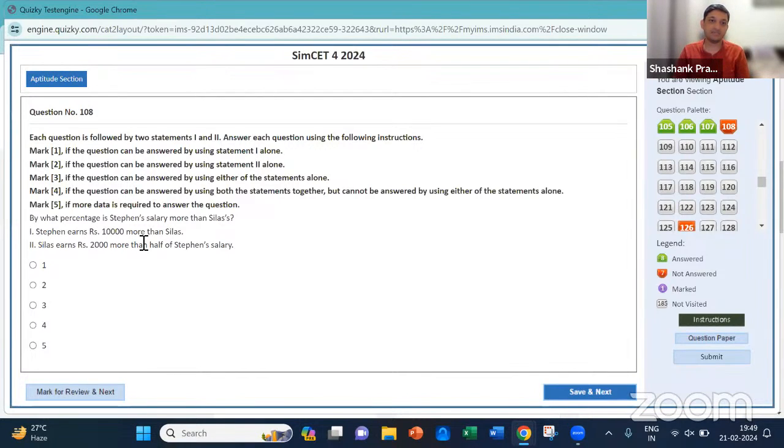Silas is Stephen by 2 plus 2,000. And Stephen is Silas plus 10,000. दोनों मिला के तो आ जाएगा, right? दोनों का आ जाएगा. 2 equations, 2 variables. I think it should be 4 again.